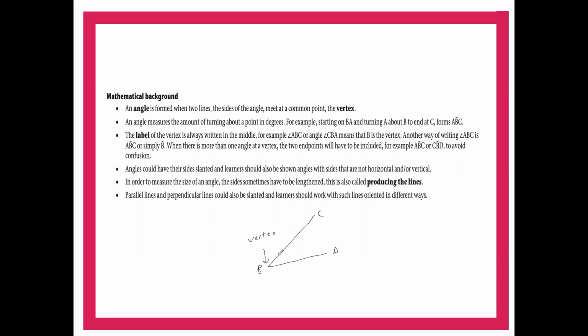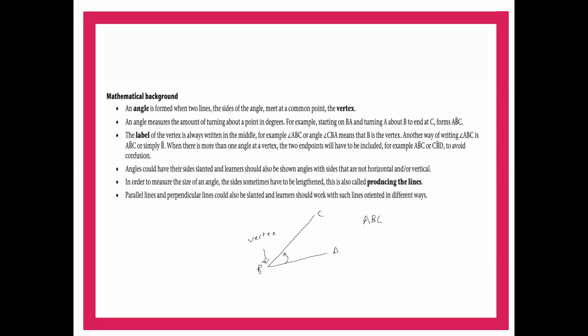The angle measures the amount of turning about a point in degrees. So if you start at line AB, it measures how much there is a change in degrees from going from AB to BC. When you name an angle, you name it with the lines that are involved. So it's A, B, and C. So the angle is from A to B to C.